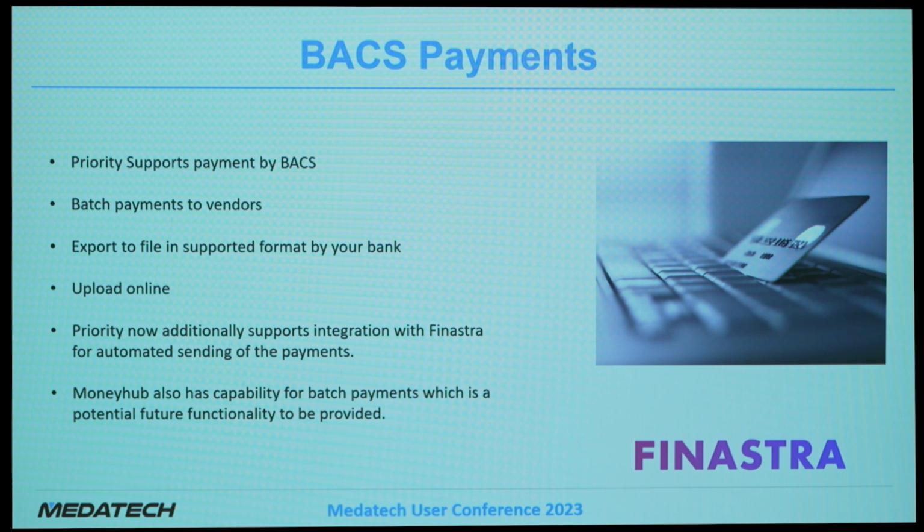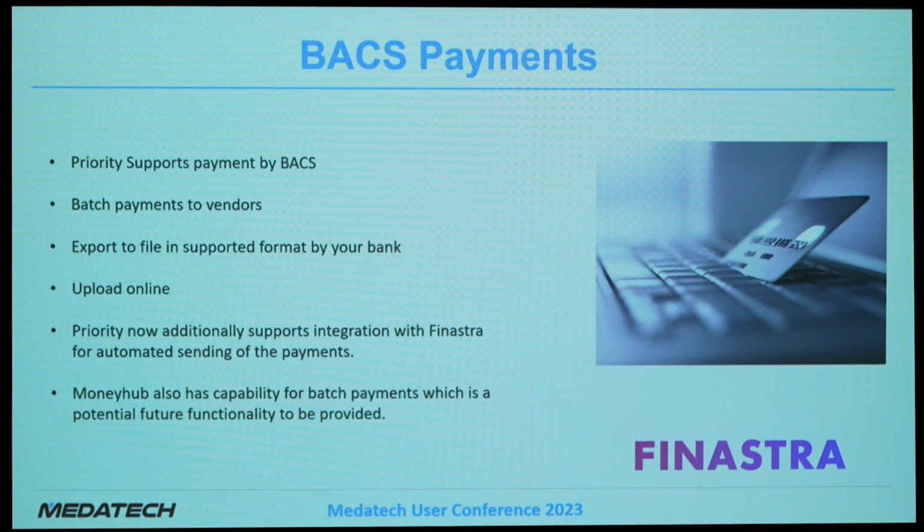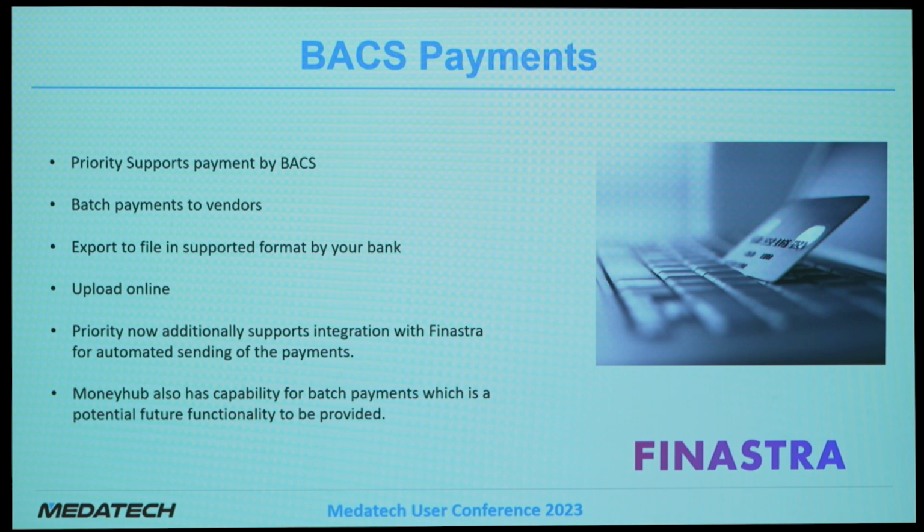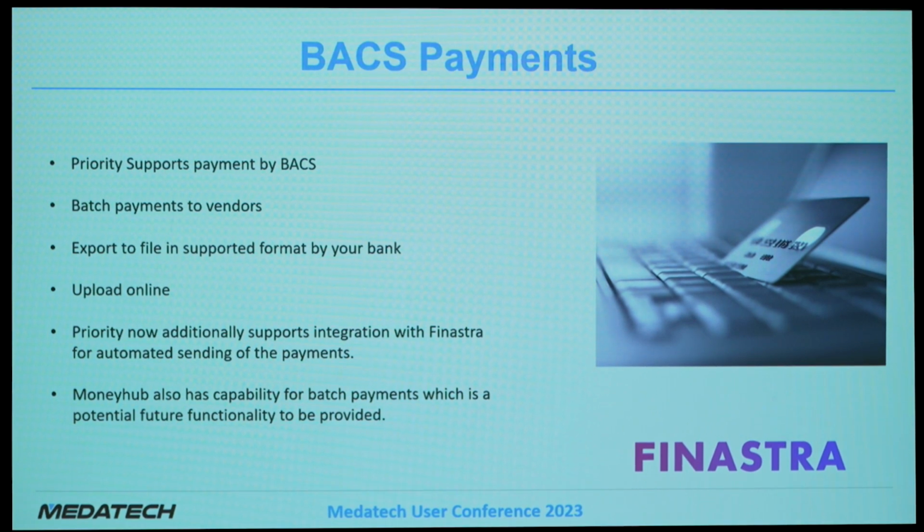Now, Priority additionally supports integration with Finastra. I saw it being mentioned by the Priority team earlier. So Finastra is a service that's available that skips out the step of having to download the file, save it and upload it. It allows you to select your payments in Priority and send it straight to the bank without the middleman before that. So I mentioned Moneyhub. Moneyhub also has a capability for batch payments, which alongside the payment initiation service I mentioned, we are looking into providing a service linked into Moneyhub that allows you to batch pay as well.